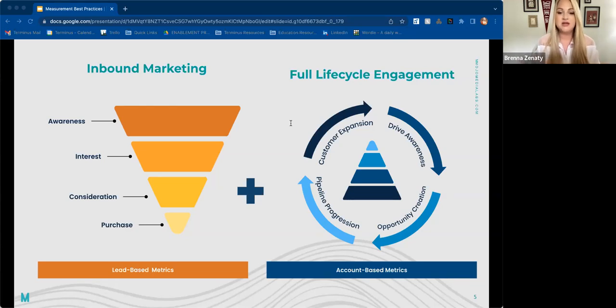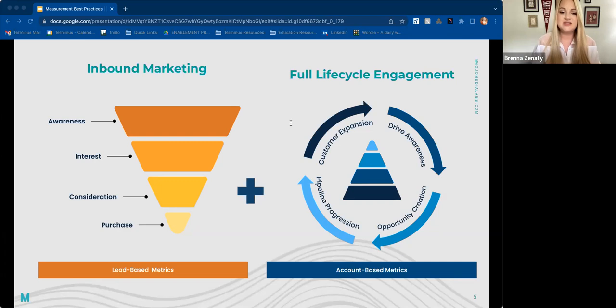And really the account life cycle comprises 4 distinct stages, maybe 5 for post-sale, but it's awareness, opportunity creation, pipeline acceleration, and then also customer expansion and retention. And it's important to note that each of these stages really requires different strategies for how you select accounts, how you engage with them, how you work with your go-to-market teams, and ultimately how you measure success.